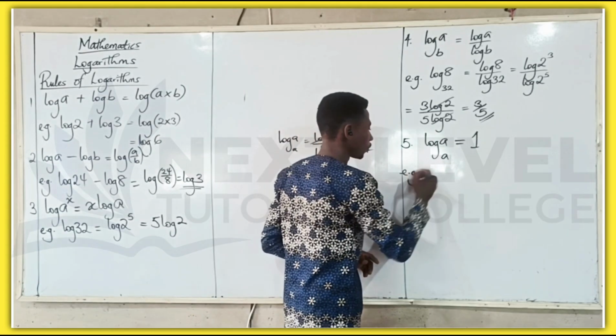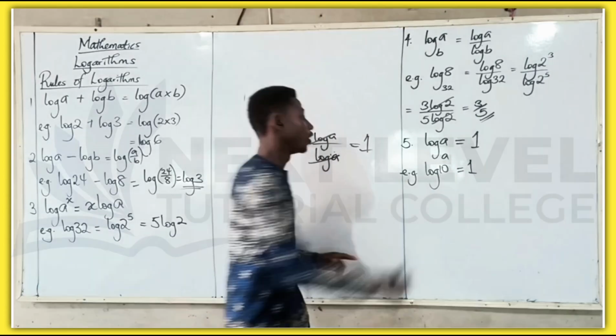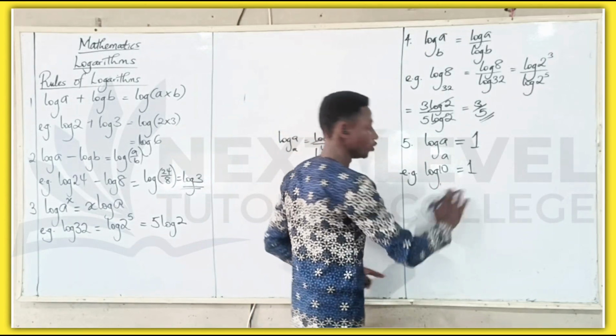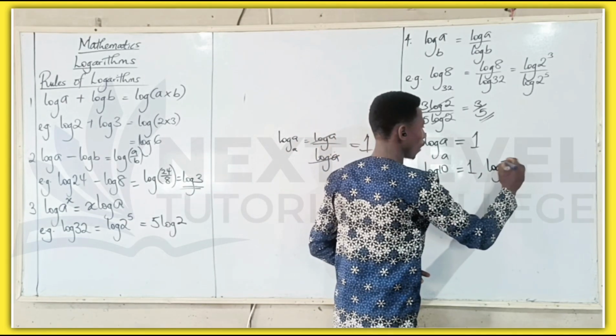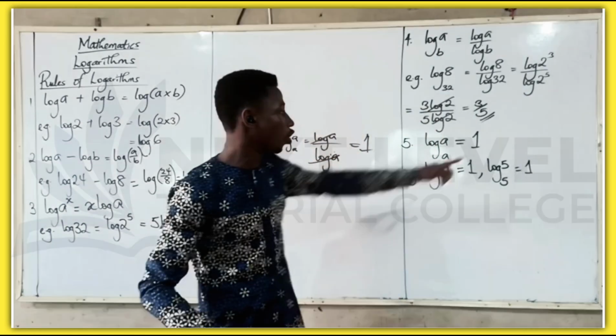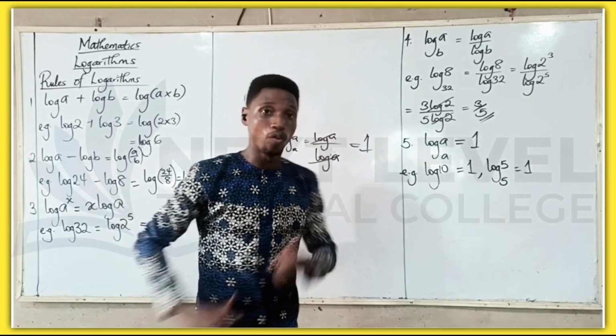So if I have log 10 written like this, the answer is 1. Remember, the base is 10. If you write it as log 10, you should know the answer is 1. If you have log 5 base 5, it will give you 1. So when you have the log of a number to the same base, the answer is 1.